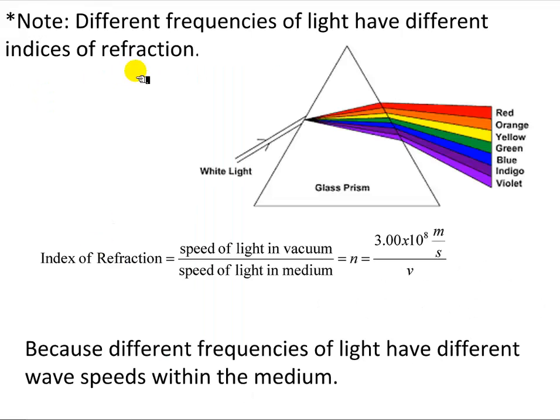Now, finally, one thing that you need to know is that different frequencies of light have different indices of refraction. So if white light, which has all the different frequencies and wavelengths of light, hits a glass prism, they will bend differently. The reason for that is that different frequencies of light have different wave speeds within the medium. So this V is going to be different for all these different wavelengths or frequencies of light. Therefore, their indices of refraction N are going to be different as well.